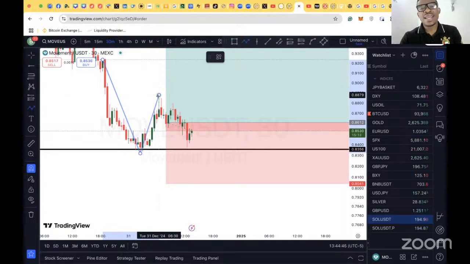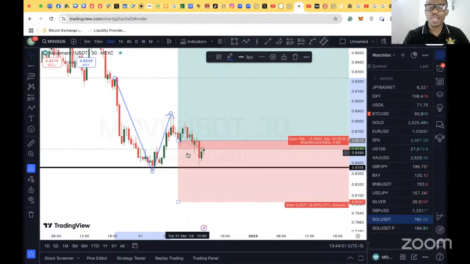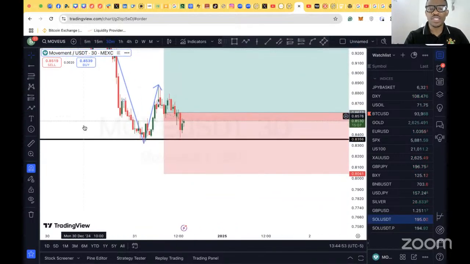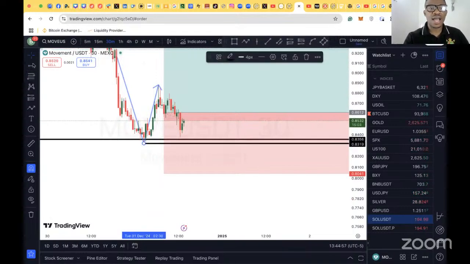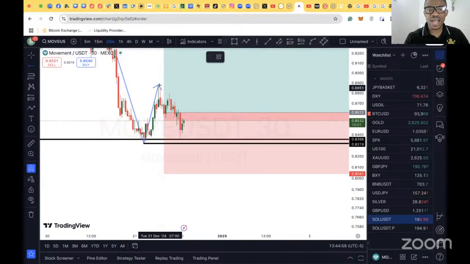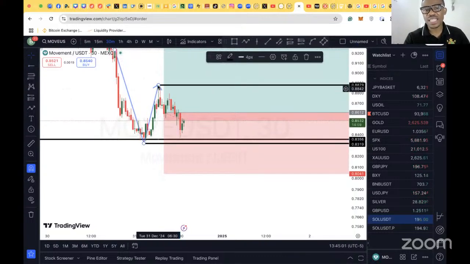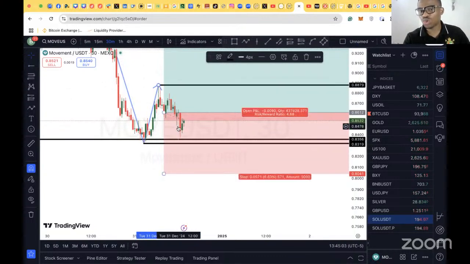Then we needed a pullback down into the OTE area. Remember I taught you about OTE when we started earlier. I said if this is the base and then this is the height, in between the base and the height, we need the price to come down to OTE before we look for our entry. So you must always maintain that OTE formation. The price must come down to the OTE, the optimal trade entry area.